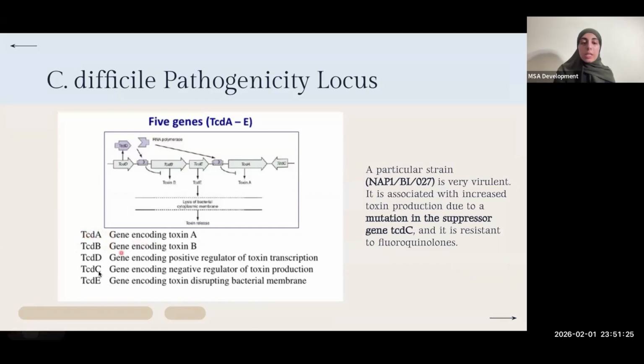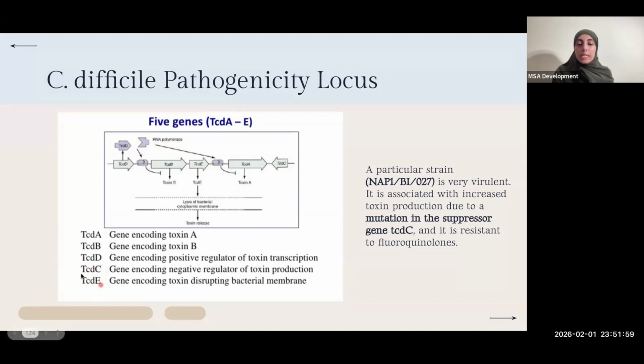And then you have C and D. The gene D is the gene that encodes for a positive regulator of transcription. So basically, D is what encodes for increased production of the toxins, while C is the negative regulator, so it stops the production of the toxin. You can think of C as the gene that closes the toxin. It closes it and doesn't make any more toxin. But D makes more toxin.